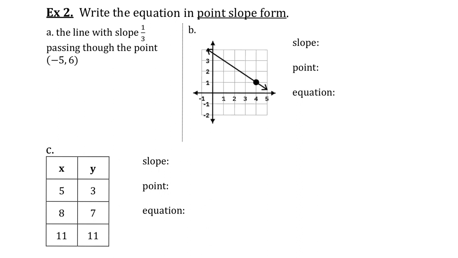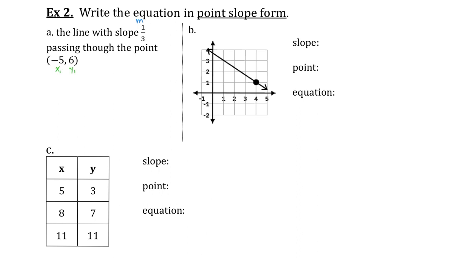Okay, now let's try some point-slope form. Point-slope form means they're giving me a slope and they're giving me a point, but it's not necessarily the y-intercept. It's just any random point. Okay, so what's my A? The line with slope 1/3, that's my slope, and that's my point. Put through the point x1, y1.